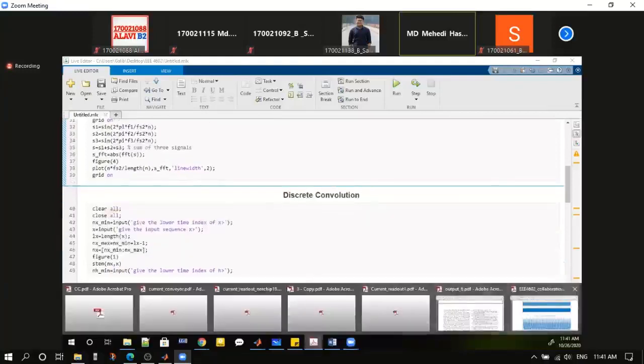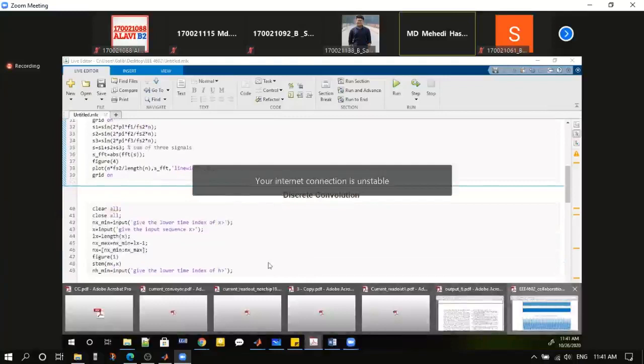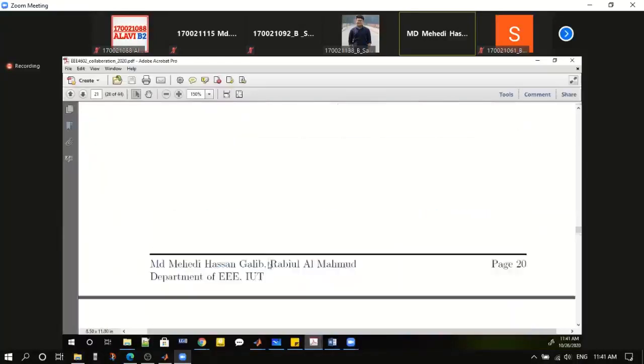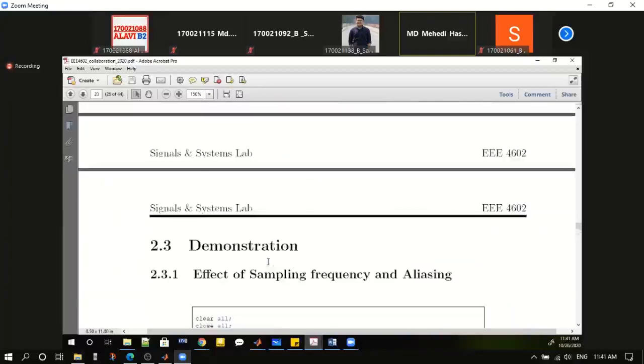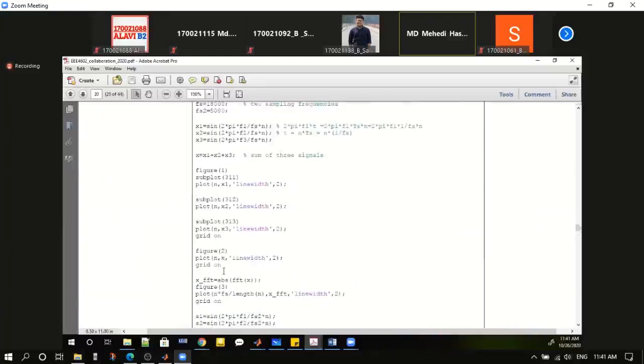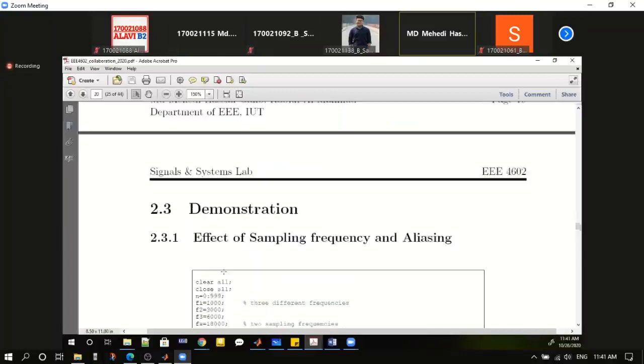Okay, if there is no question, then we will move to the discrete convolution. You can see that the sampling is easy, okay? It's not difficult, and the code is not so difficult. There is only one unknown function, that is the FFT, okay? FFT means fast Fourier transform, that is used to transform from the time domain to the frequency domain. Is it okay? Yes, sir.